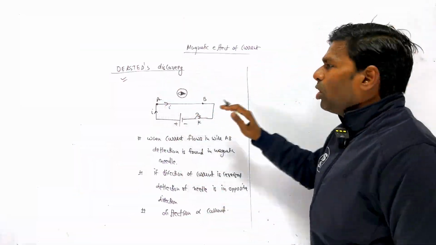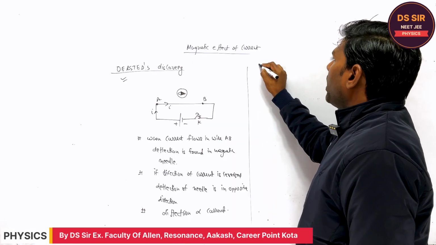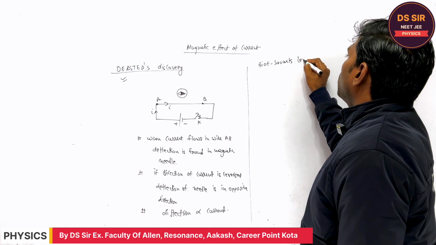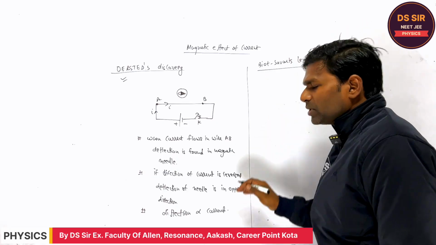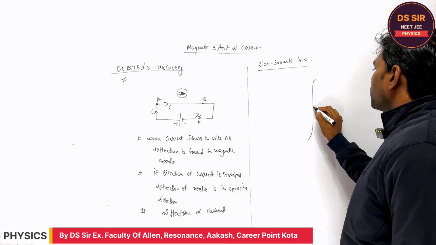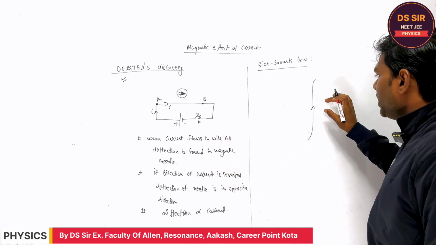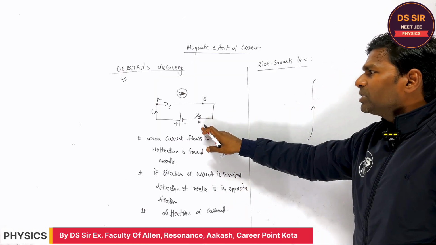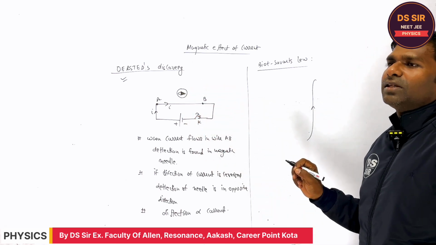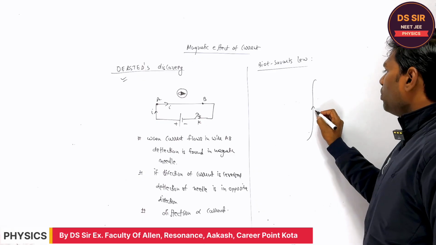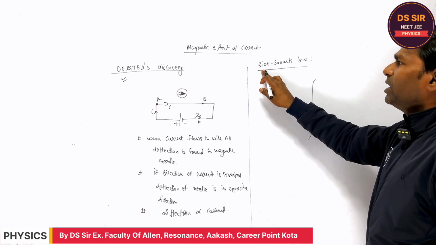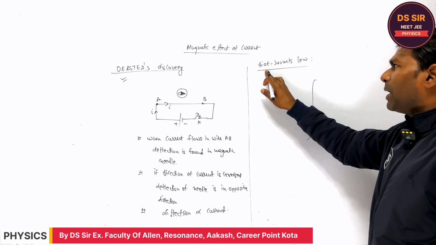So it was the Oersted discovery. Then Biot-Savart's law. What was Biot-Savart's law? Biot-Savart was another scientist, right? According to him, he performed many experiments. Oersted discovered that due to current flowing in a wire, a magnetic field is produced. But how much magnetic field is produced and what is its direction is told by Biot-Savart.